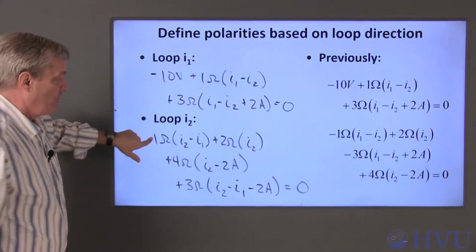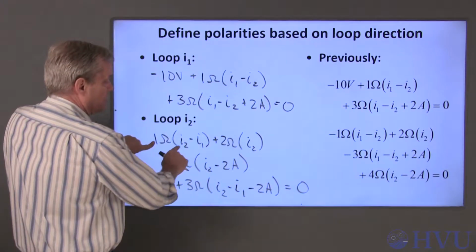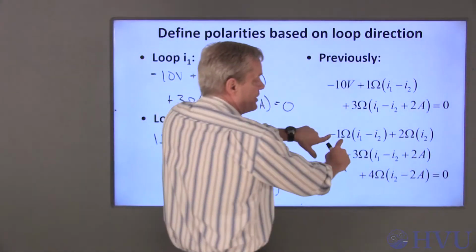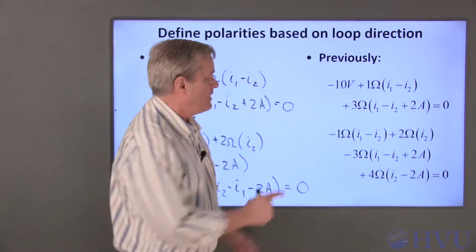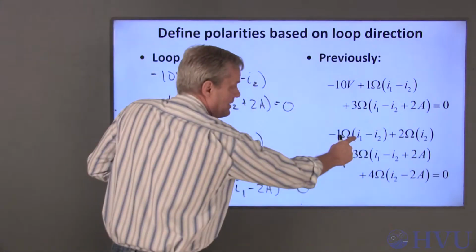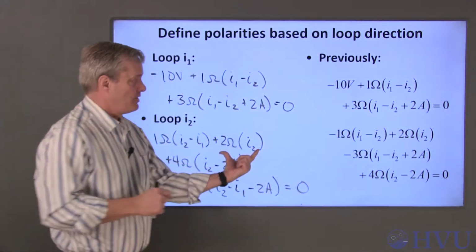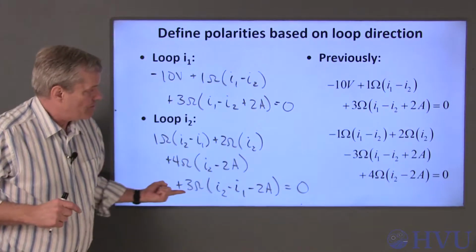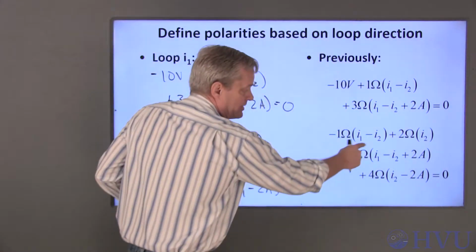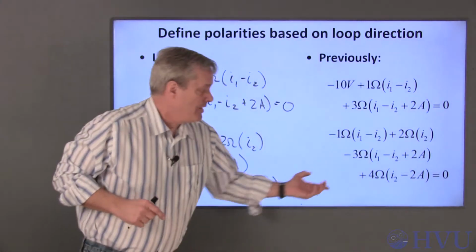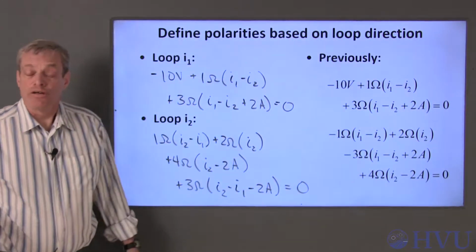For this loop I2, 1 ohm times I2 minus I1 is the same as the negative of 1 ohm times I1 minus I2. If I distribute this negative in, that makes a positive I2 and a negative I1. This term and this term are the same. This term is the same as this one if I distribute that negative in again. And finally, this term is the same. The equations turn out the same as long as I'm consistent.